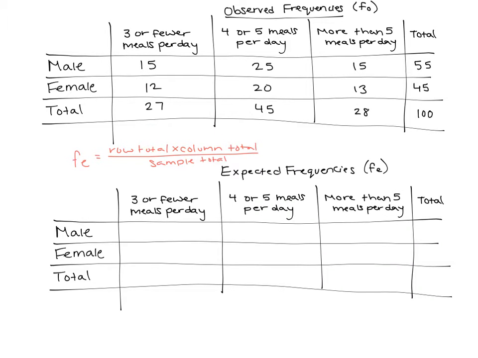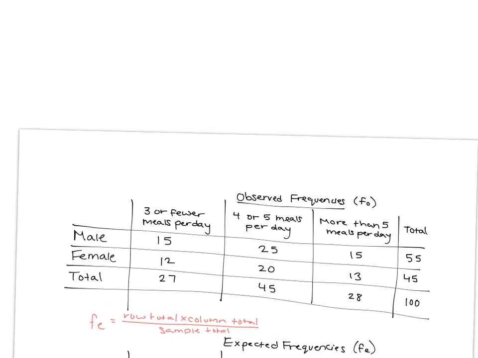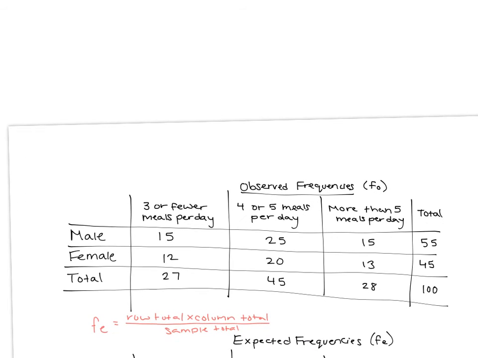Okay, so here's going to be our sample data, and we said that the first thing that we're going to do with our data is write a null and alternate hypothesis. So I'm just going to move this out of the way for a second, and to find our null hypothesis, our null is always going to state that your two variables are independent or not associated. So it looks like from my data, I'm trying to tell is your sex, male or female, associated with how many meals you eat per day.